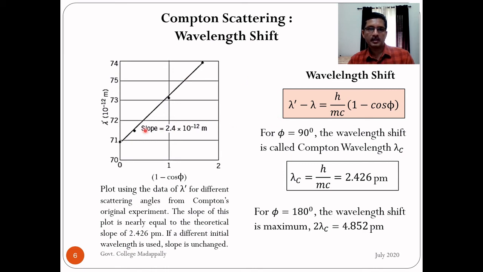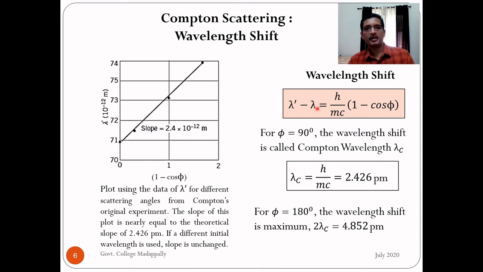Let us compare this experimental graph with the theoretical graph. Okay, look at this. You can rewrite this in terms of lambda prime. Lambda prime is equal to lambda plus h by mc into 1 minus cos phi. This is in the form of a straight line equation. If lambda prime is plotted along the y-axis and 1 minus cos phi along the x-axis, that equation will be like y equal to mx plus c. X is 1 minus cos phi, so m, this quantity is the slope. The slope will be h by mc, whose value is 2.426 picometer. So the slope of this experimental graph is 2.4 picometer, very close to this theoretically obtained value, right?